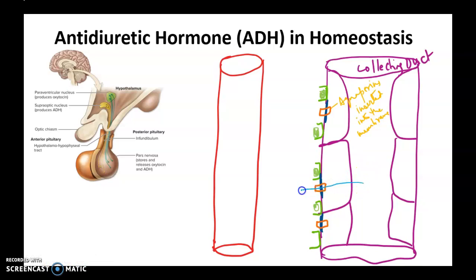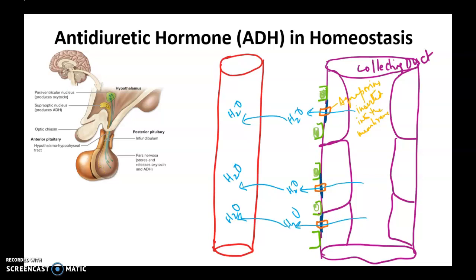So these aquaporins will cause water to move from the filtrate into the interstitial space, and then from the interstitial space water will enter the capillary, right? And therefore we get more water into the bloodstream, and obviously that will lead to higher blood volume and that will dilute down the salt, right? So our osmolality will decrease and we will have more blood volume. Does it make sense? So let's review this one more time.